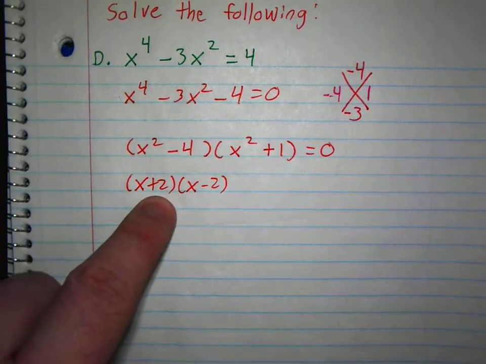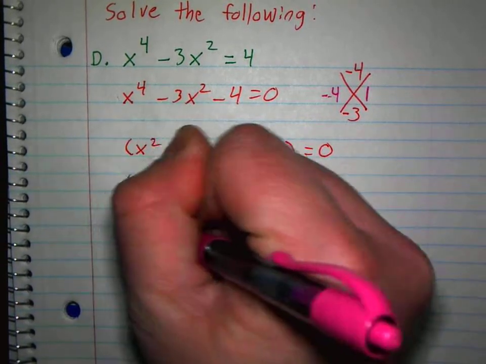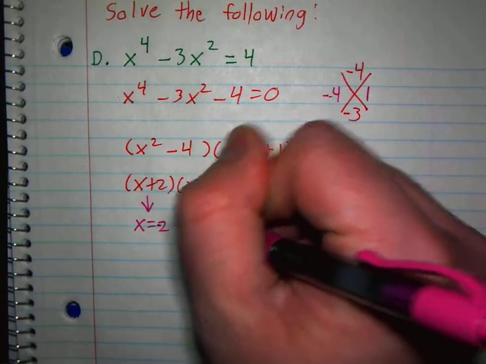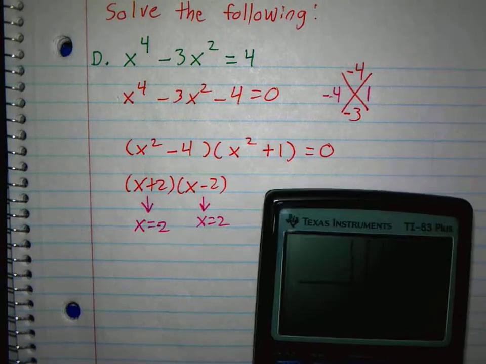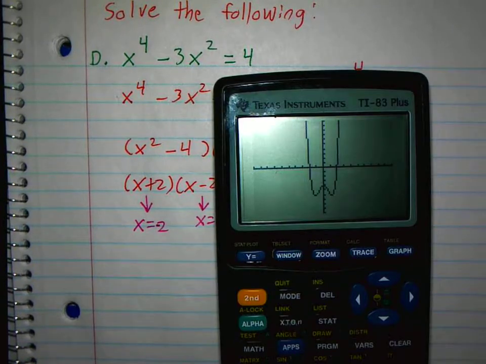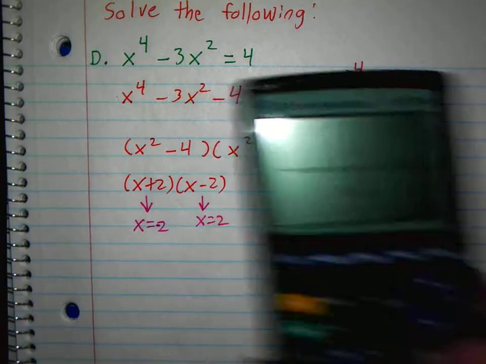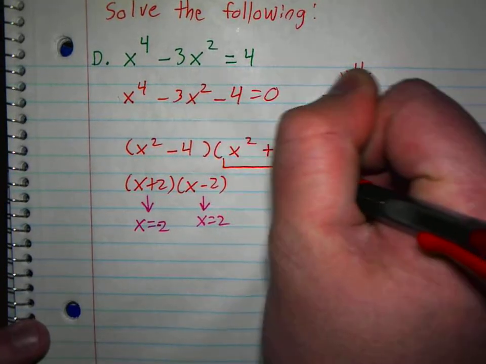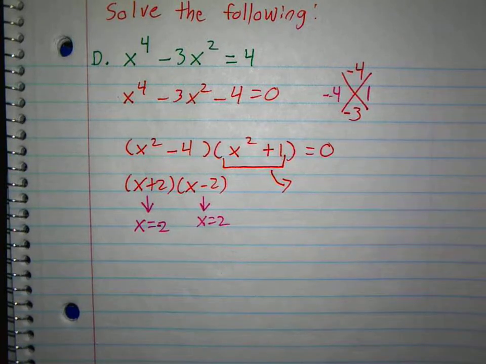So, wait a minute, that's where my -2 came from. So this one produces x equals -2. And this one produces x equals 2. So those were my real solutions. Remember it crossed at -2 and 2? Yeah? So that was the easy part. I already knew those. Okay? But x squared plus 1, how does that factor?